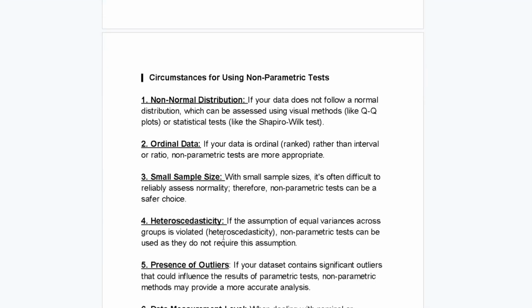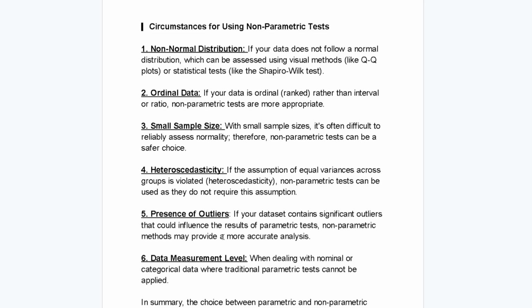The very first is when the data does not follow a normal distribution, when it is ordinal data, when there is a small sample size, and when the sample includes heteroscedasticity or the presence of outliers. And data measurement level: when dealing with nominal or categorical data where traditional parametric tests cannot be applied. So these are the circumstances for using non-parametric tests: non-normal distribution, ordinal data, small sample size, heteroscedasticity, presence of outliers, and data measurement level.